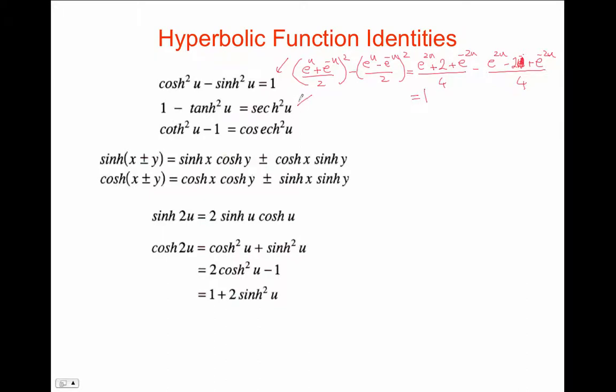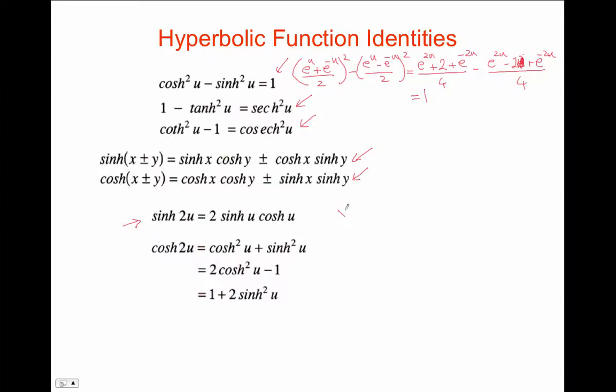This second identity over here comes from dividing the first identity by cosh squared u. The third one comes from dividing the first identity by sinh squared u. And these identities here and here come from simply putting in the definitions of cosh and sinh. You can see that this over here is easily proved from the first one.